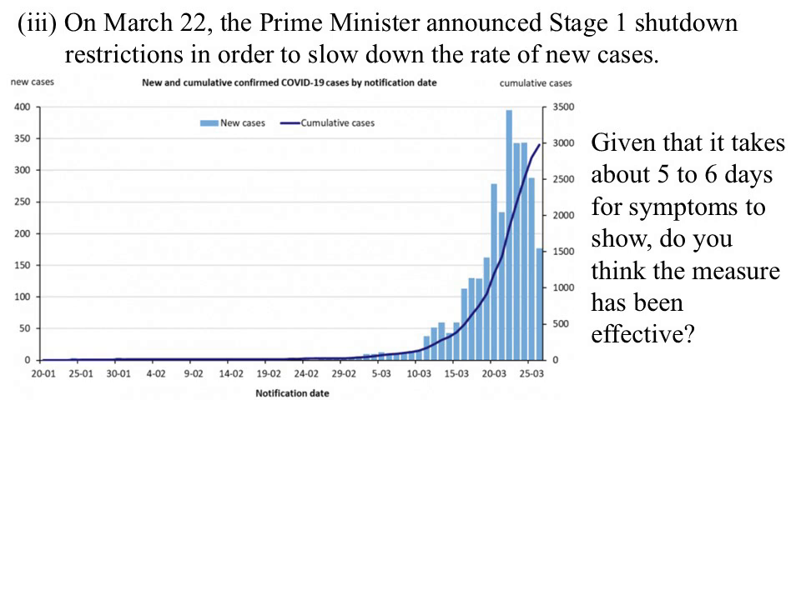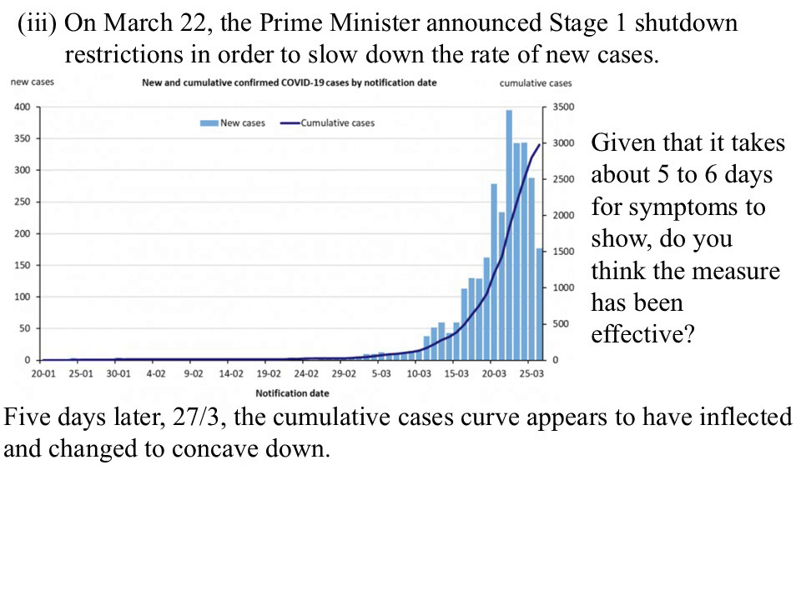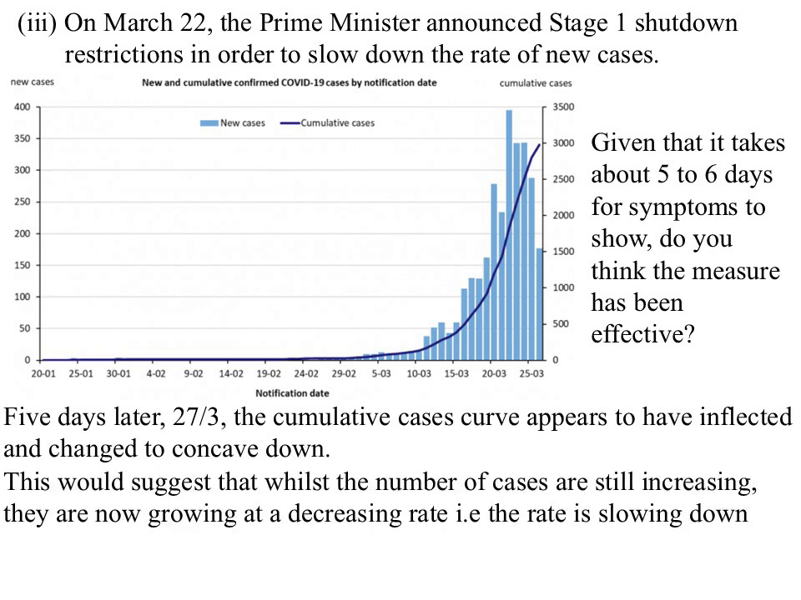So the question is, looking at this graph, would you think the measure's been effective? So they announced it on the 22nd of March. 5 days later would be the 27th of March. And if we have a look at the cumulative curve, so the curve is the cumulative cases. These, of course, are all the new cases with the columns. And if you have a look at that, the curve's inflected. It's changed from concave up to concave down. That would seem to suggest that the measure was working, because whilst the cases were still increasing, but now it was at a decreasing rate.